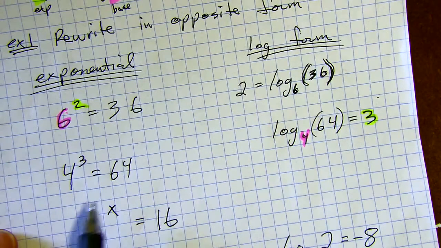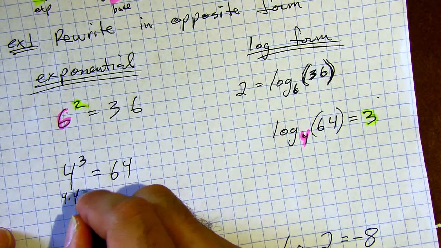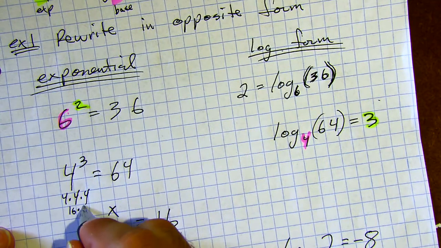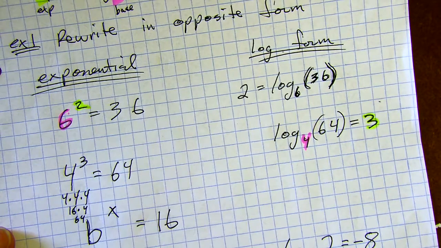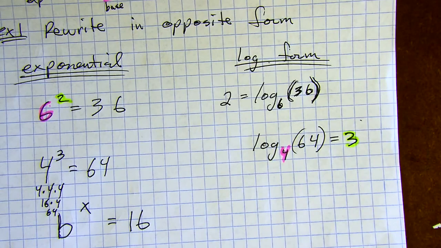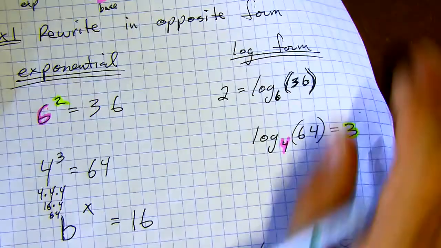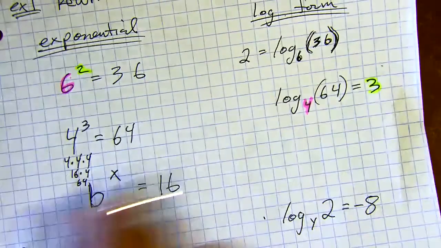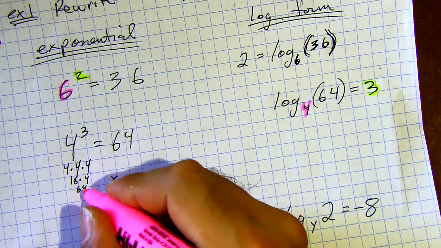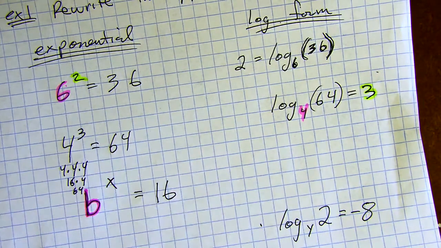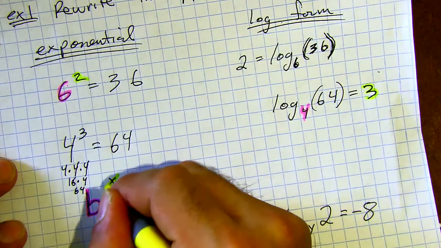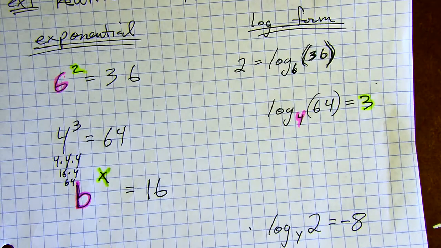Let's see if that makes sense. This is 4 times 4 times 4. 16 times 4 equals 64. So yes, this did work. We just have a couple more here. I don't think I gave you any on the back. So let's look at this now. We have the base is b, the exponent is x, our index is 16.